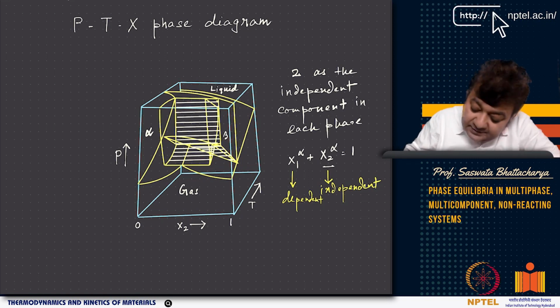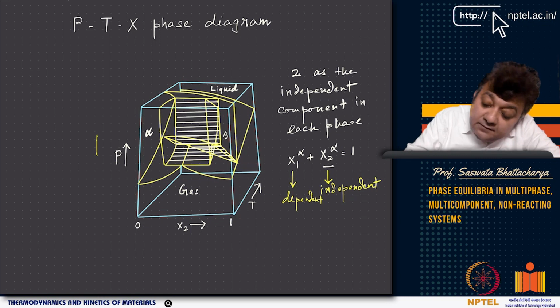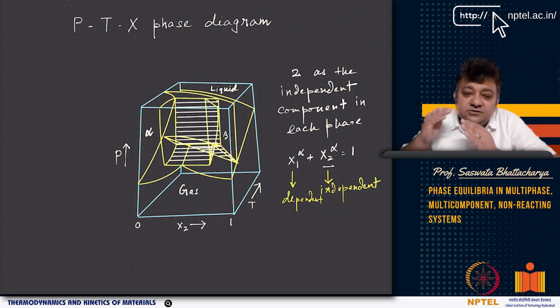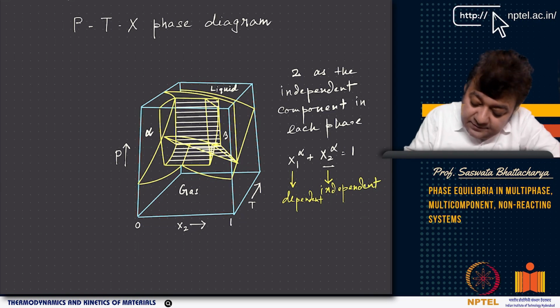Now if you have a gas phase coexisting, so if you have a PTX diagram, you have a pressure axis, and you have a concentration axis, increasing from x2 equal to 0 to x2 equal to 1, and you also have the temperature axis. You have these phase boundaries, but it becomes very difficult and very complex to understand such three-dimensional phase diagrams, right? So we start making projections.